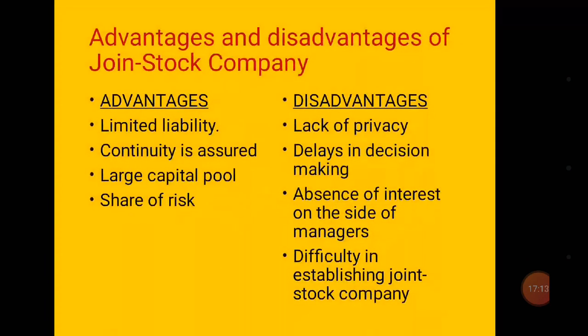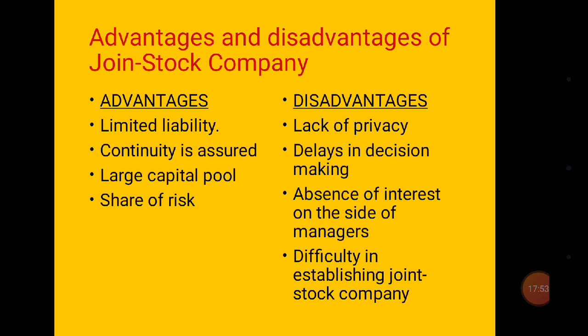Advantages and disadvantages of joint stock company. Joint stock companies have limited liability. Advantages: continuity is assured. Then joint stock companies have the advantage of a large capital pool. Because so many people come together, they can pool their resources together and have large capital to start very big businesses. Then in joint stock companies, they share risk. And so, unlike sole proprietorship where one person bears all the risk, in joint stock company, the risk is shared.